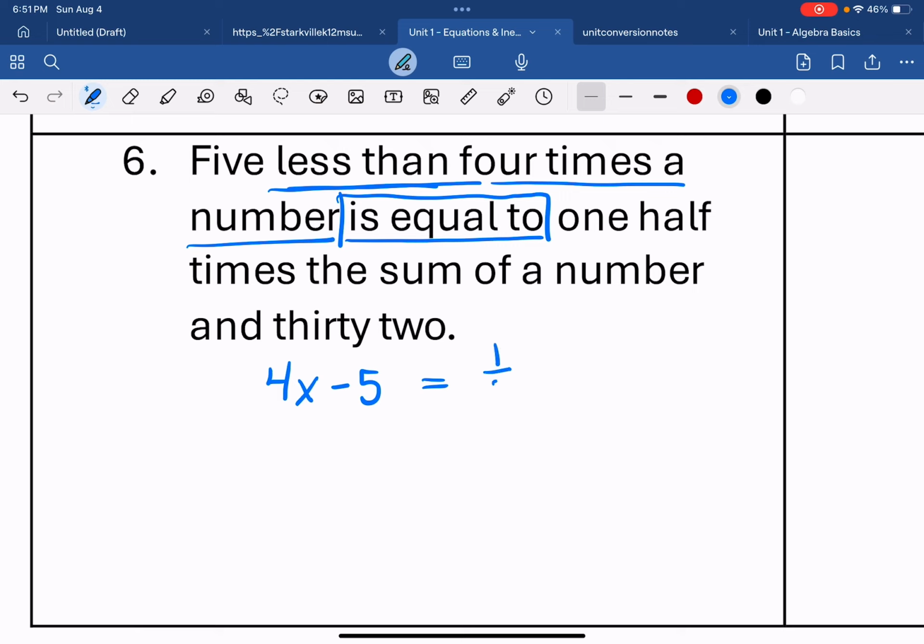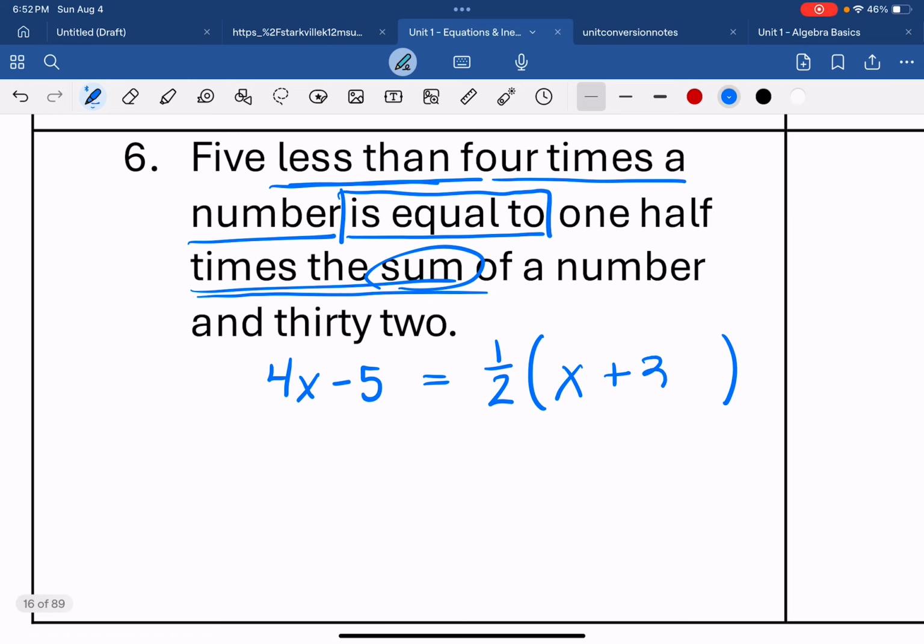1/2 times the sum. Do you remember? That becomes our parenthetical phrase. So 1/2 times the sum of a number, that's our x, and 32. The sum means I'm going to add it. So there is our equation.